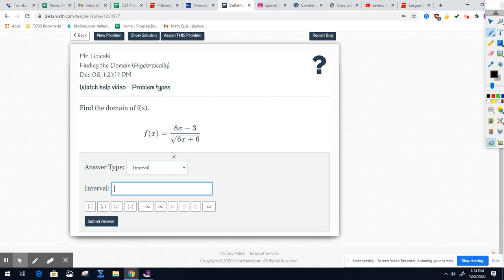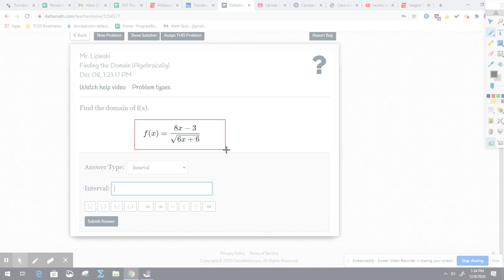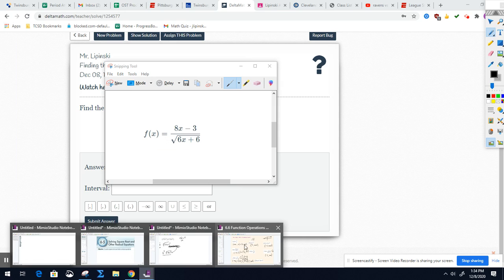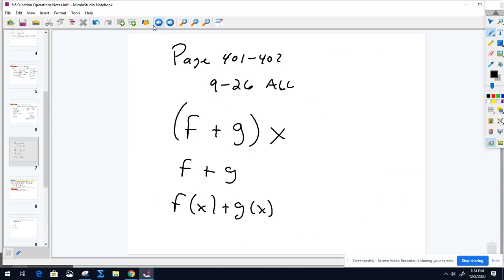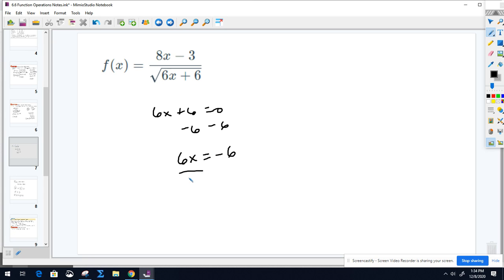Okay, so it says find the domain of x. So what do I have here? In this problem, I like it because I actually have both. I can't let the denominator equal 0, and I can't have a negative underneath the radical. So what do I need to do? I need to set the denominator equal to 0. All I'm doing is finding the domain here. So I'm going to set 6x plus 6 equal to 0. Subtract 6. 6x equals negative 6. Divide by 6. And I get x is equal to negative 1.